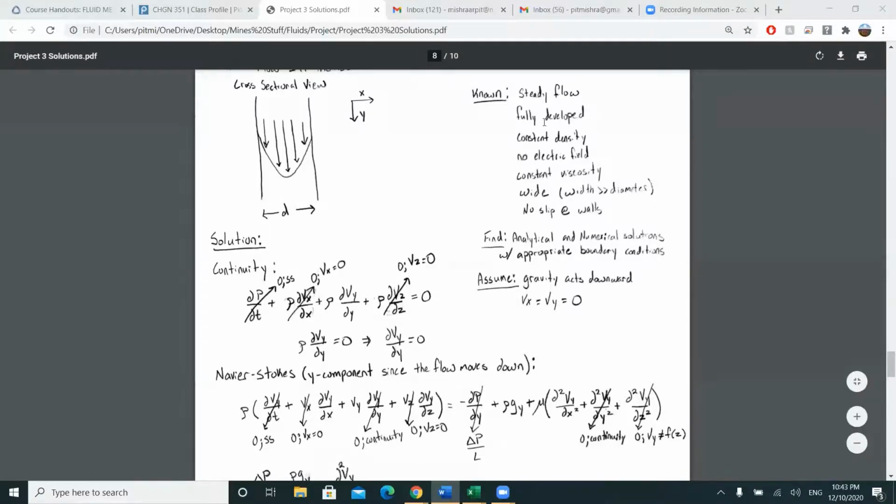So I give some knowns, which are steady flow, fully developed, constant density, constant viscosity. It's wide and there's no slip at the walls. Here's a cross-sectional view, coordinate system, and the velocity would definitely be fastest here at the bottom, and it would be 0 at the walls because it's no slip.